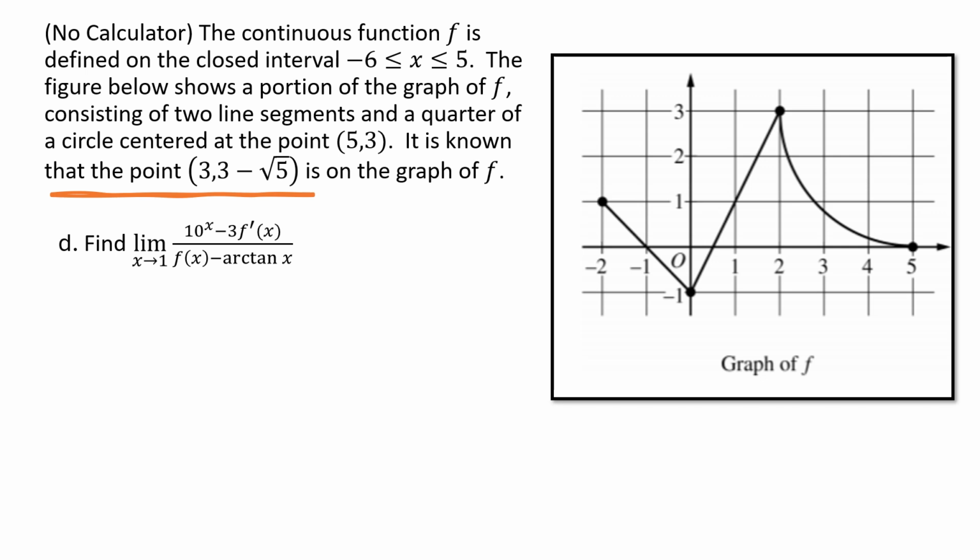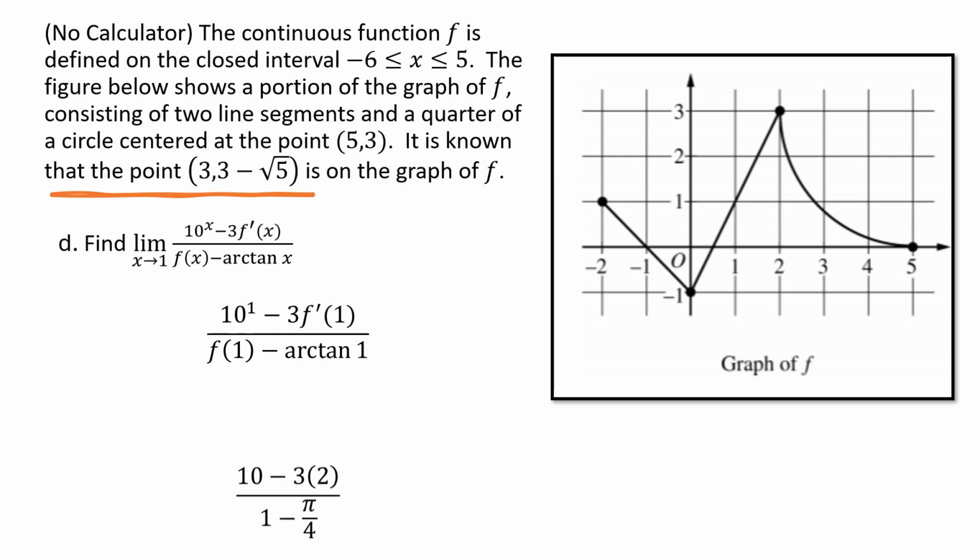All right, part D asks us to find the limit, and we all know that the first rule of a limit is simply to plug it in. So that's what I started with. I literally just plugged in 1 everywhere I saw x. So I have 10 to the 1 minus 3 f prime of 1 over f of 1 arctan of 1.